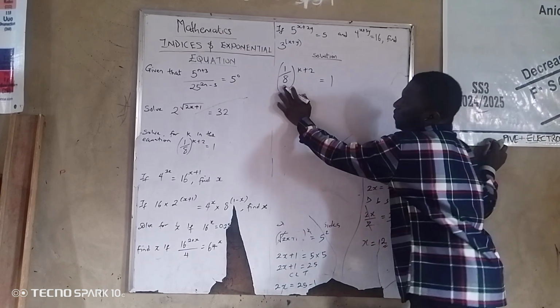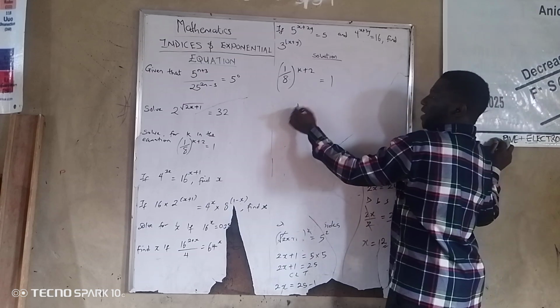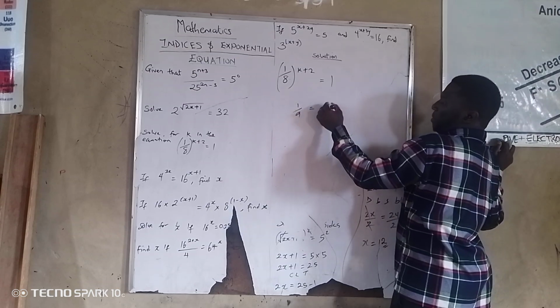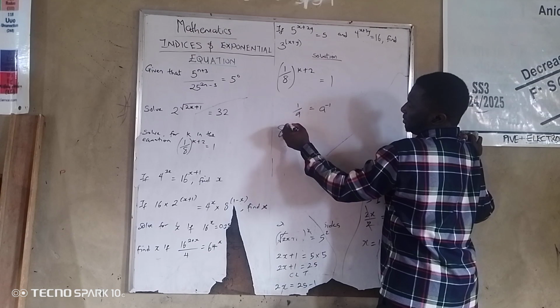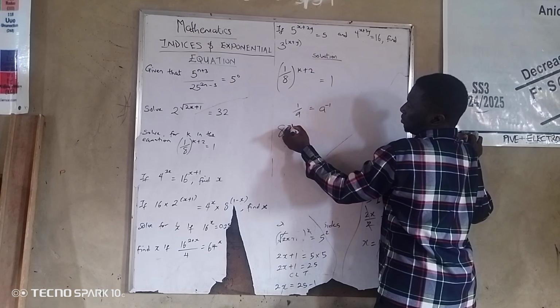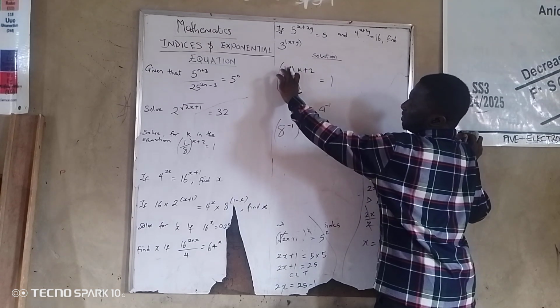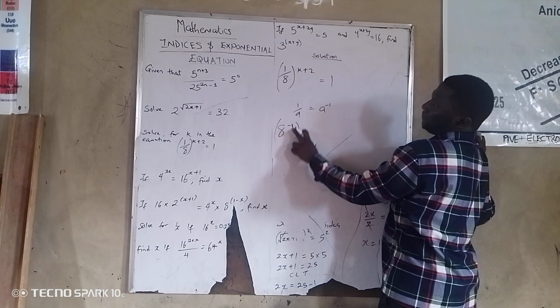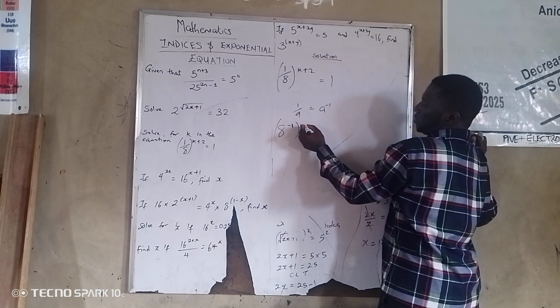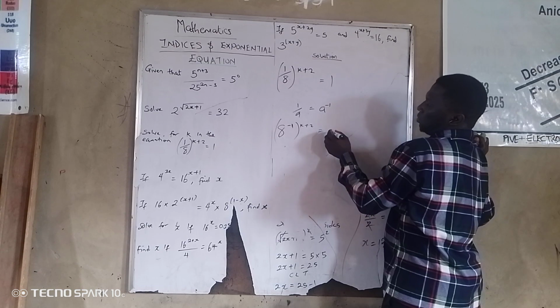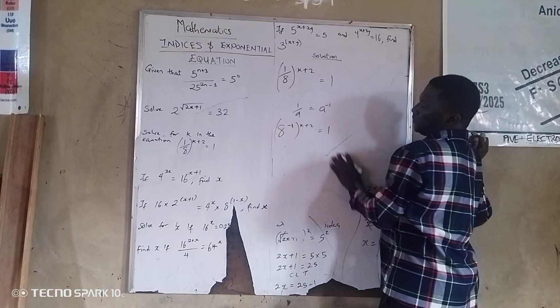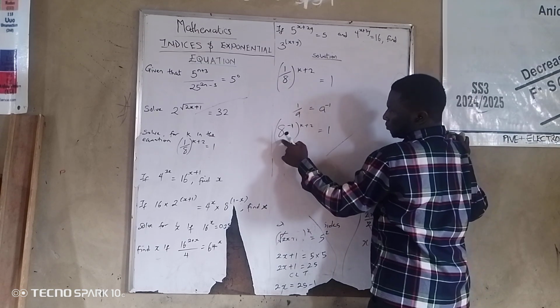Alright, so this 1 over 8, from the law of indices, 1 over a means a raised to power minus 1. I hope you remember that. So this is written as 8 raised to power minus 1. The whole of everything in the bracket means 8 raised to power minus 1, then you have k plus 2 as the power, equal to 1 also.